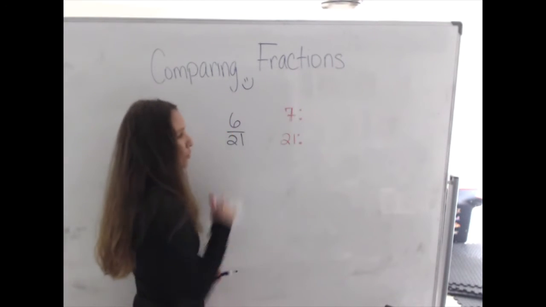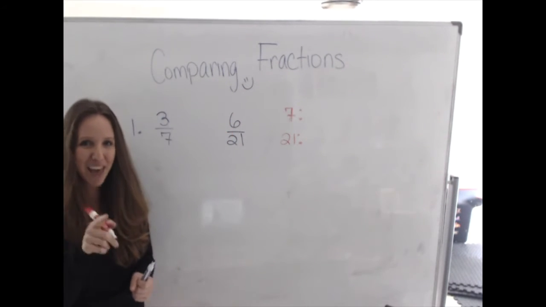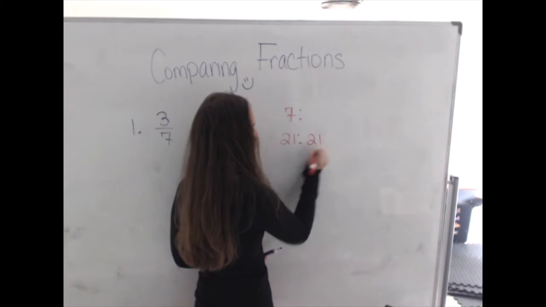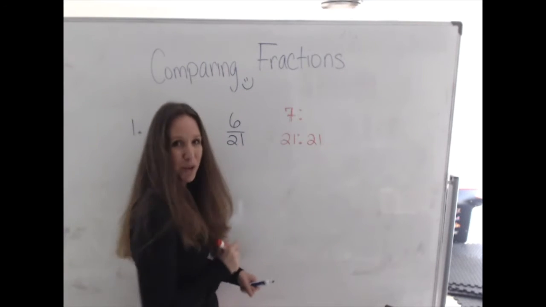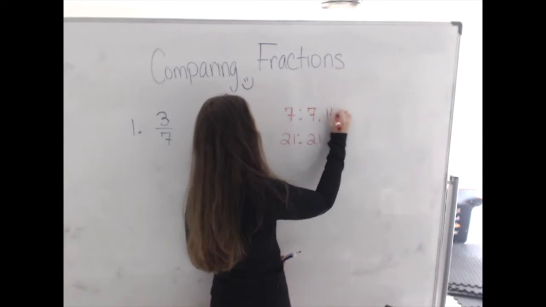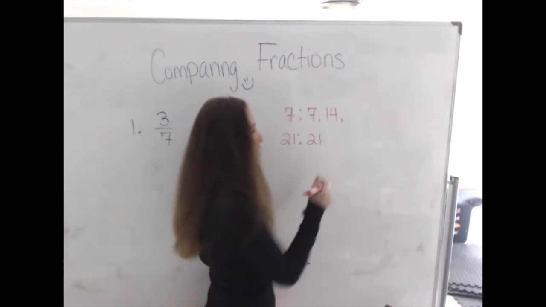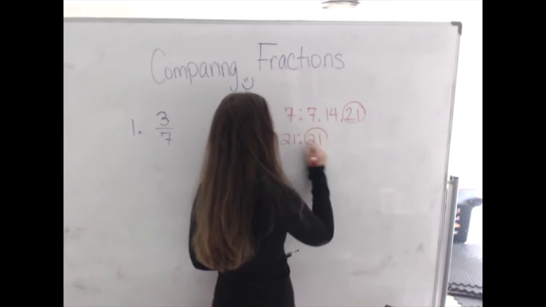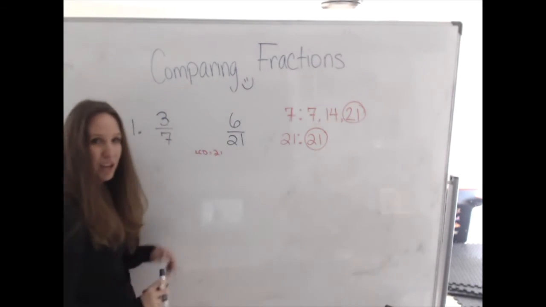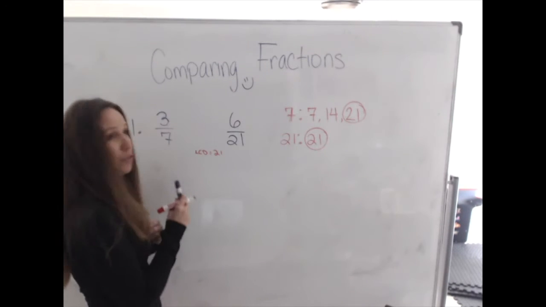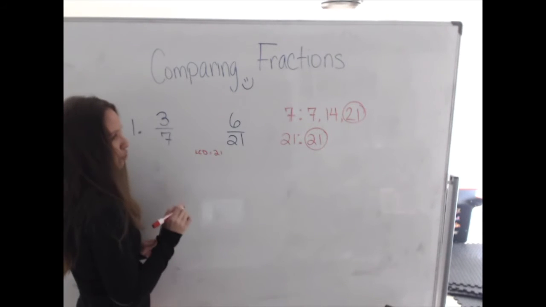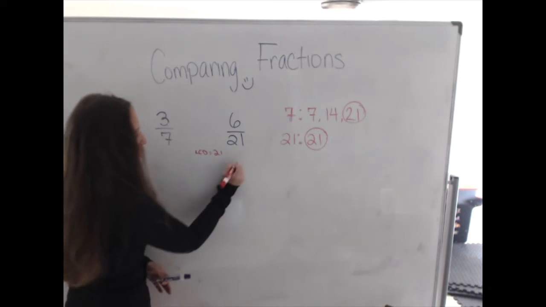Remember, if 7 goes into 21, we immediately know that that is my least common denominator. So 21 is the first multiple. Does 7 go into 21? That's right, 3 times. So 7 times 1 is 7, 7 times 2 is 14, and 7 times 3 is 21. And right now, I notice my least common denominator is 21. So we're going to rewrite our fractions right now using our least common denominator.